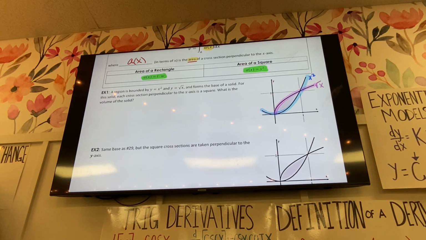On example 1, we have a region bounded by x squared and the square root of x. It forms the base of a solid. For this solid, the cross sections are perpendicular to the x-axis, and they are a square. What is the volume of the solid?